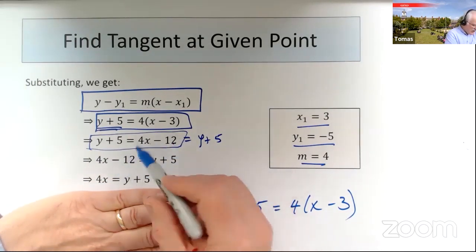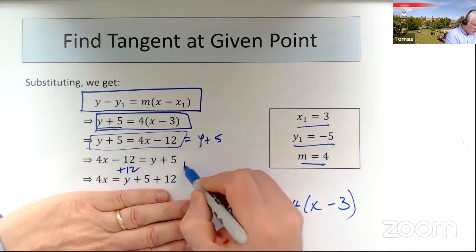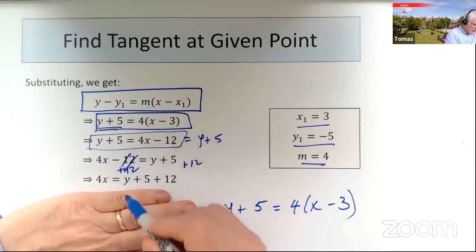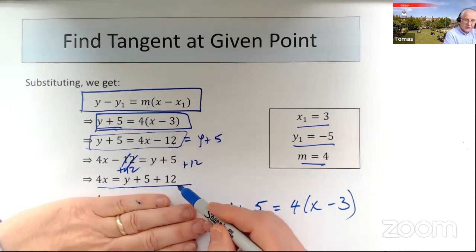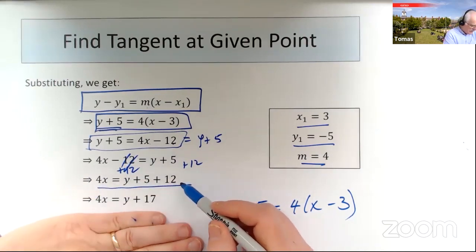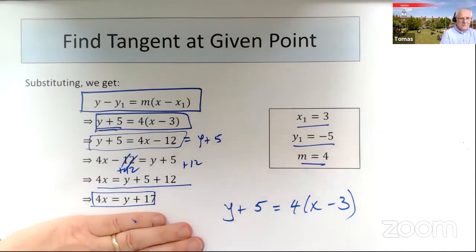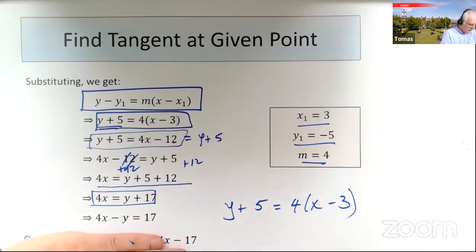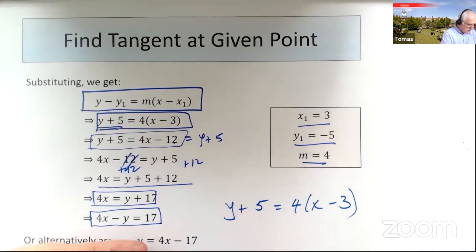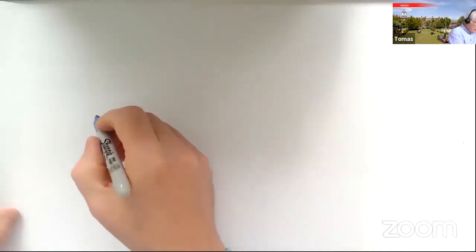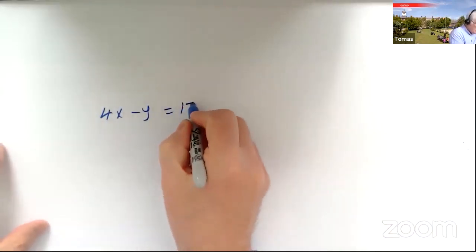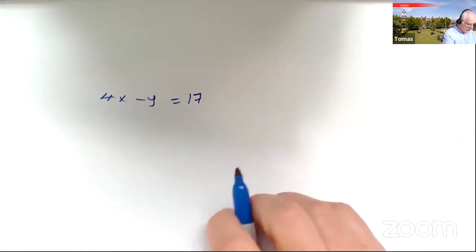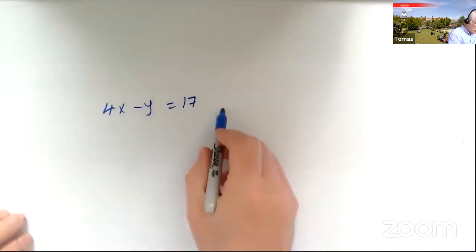4x is equal to, I'm going to take the 12 over. I don't like that minus, so I'm going to put plus 12 there and plus 12 there. So they're going to cancel. So 4x is equal to y plus 5 plus 12. 5 plus 12 is 17. So 4x is y plus 17, or 4x minus y is 17. Sometimes we see lines written like that in simultaneous equations. Or if 4x minus y is 17, and I just want y on one side, I'm going to put the y on the other side.